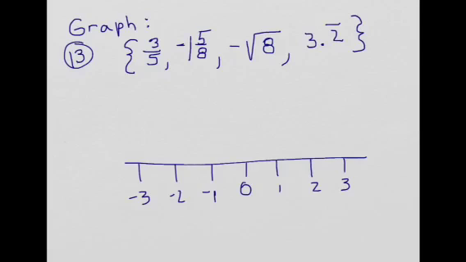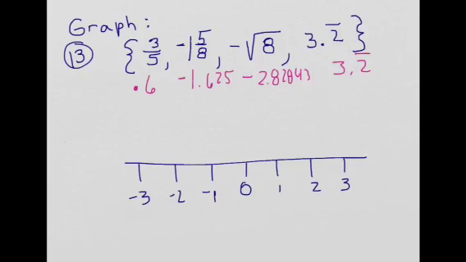All right, now we're going to do some graphing. The first thing that we need to do is change each one of these numbers using our calculator into a decimal. So 3/5 is 0.6. -1 5/8 is -1.625. The negative square root of 8 is going to be -2.82843, and then we have 3.2 repeating. So now we're going to graph those.